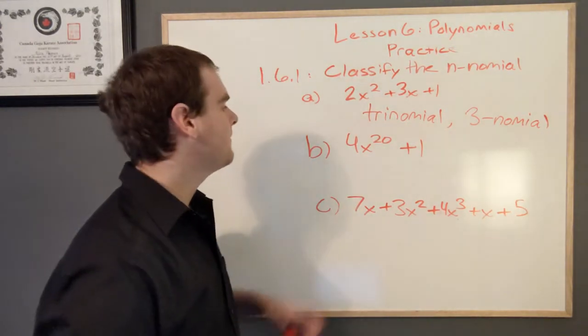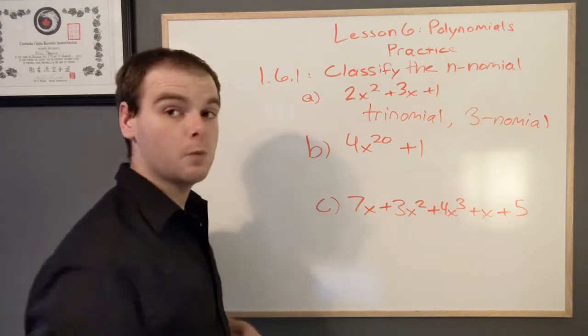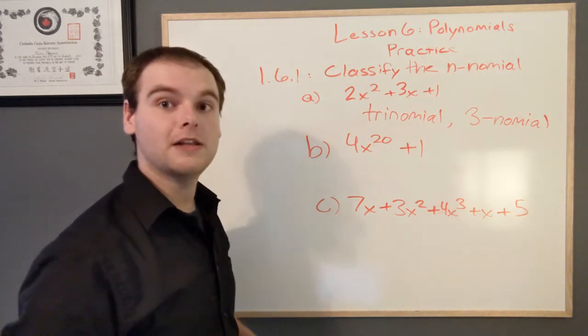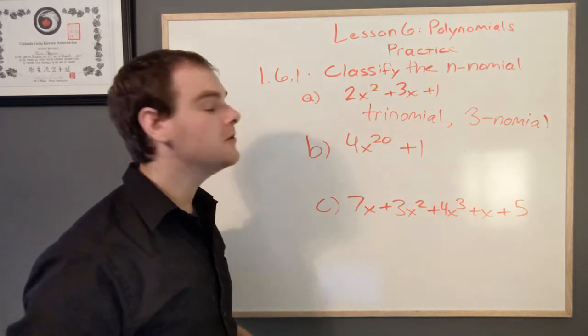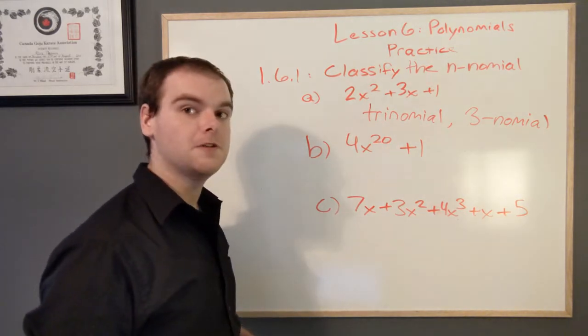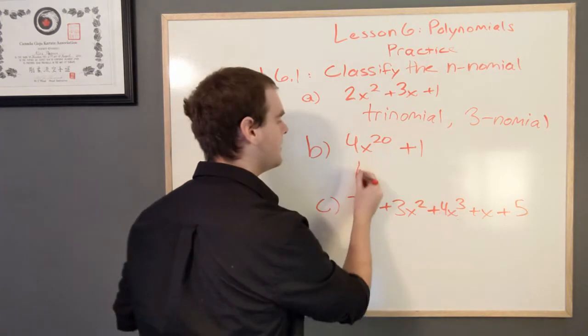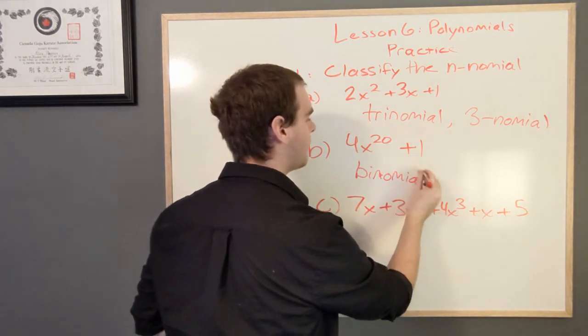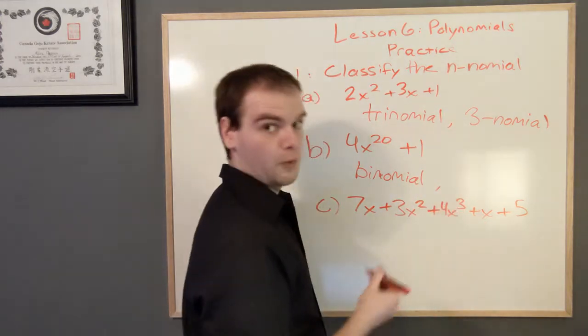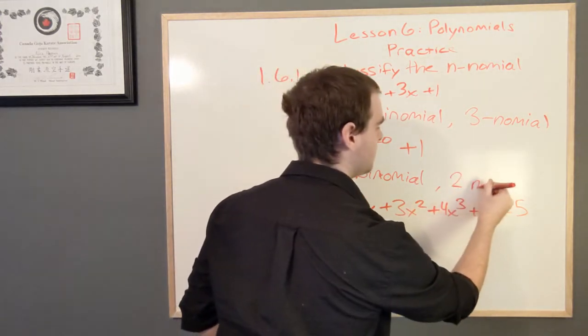In this one here, I have 4x to the 20 plus 1. Don't get tripped up by the large exponent here. We only have two terms with unique exponents and non-zero coefficients, so it's only a binomial. Or we could say a two-nomial.